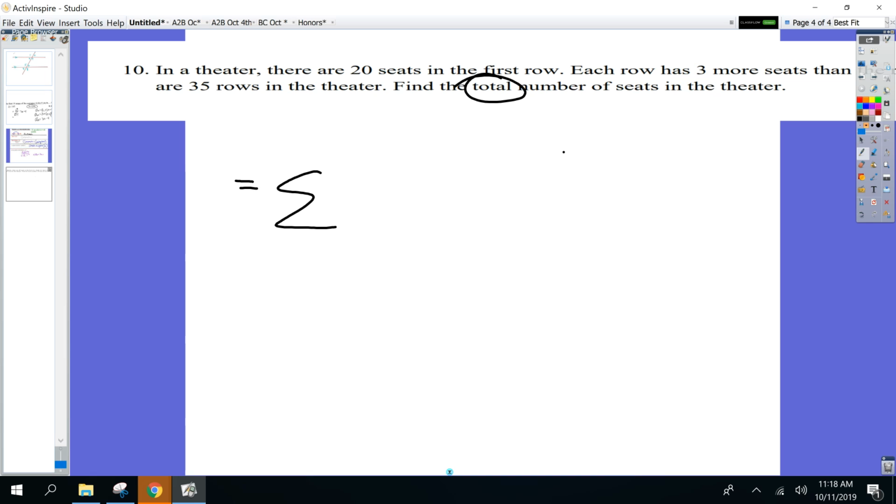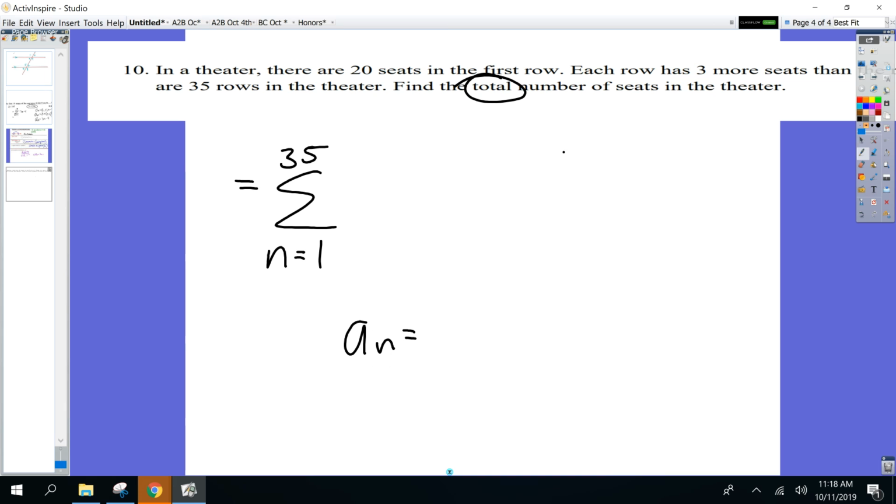N equals 1. How far are we going up to? What's my top number? 35, that's how many you're going to add up. 35 rows. And now find the nth term, just like we did in the last problem.